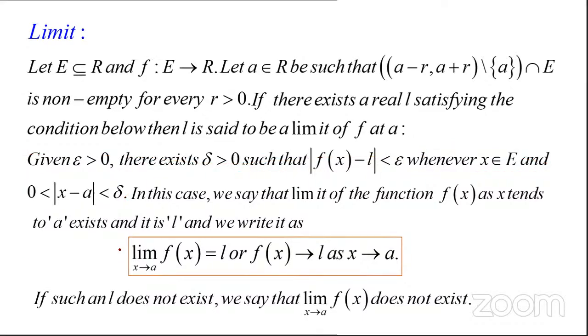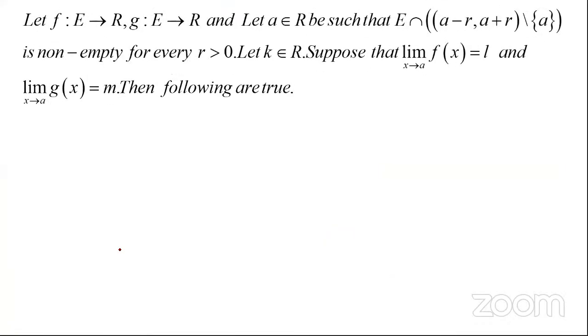Next, let f map E to R and g map E to R be two functions. Let a belong to R, such that, as in the previous one, E intersection (a minus r, a plus r) is a non-empty set for r greater than 0.